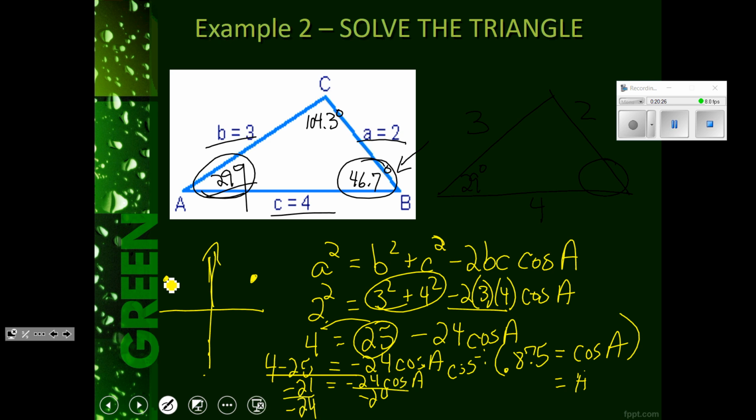So how do I find that second possibility? What am I going to do with 46.7? Okay, subtract it from 180. What do you get? 133.3. And that would make the third angle what? 17.7. Okay. So that adds up, correct?